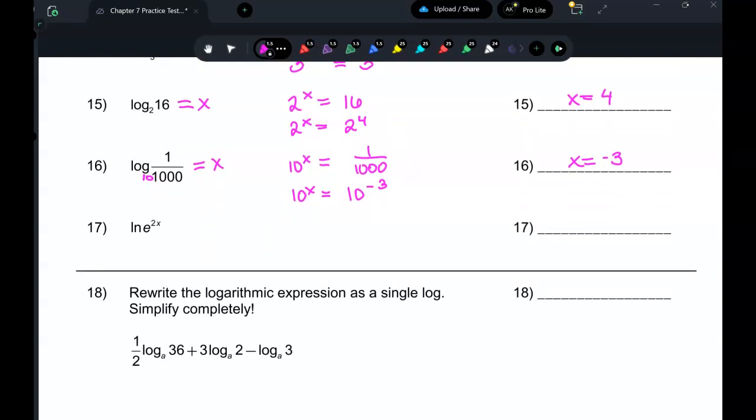Okay, in 17, you don't have to do anything. What do we know about natural log and e? They just cancel, so we just get 2x.